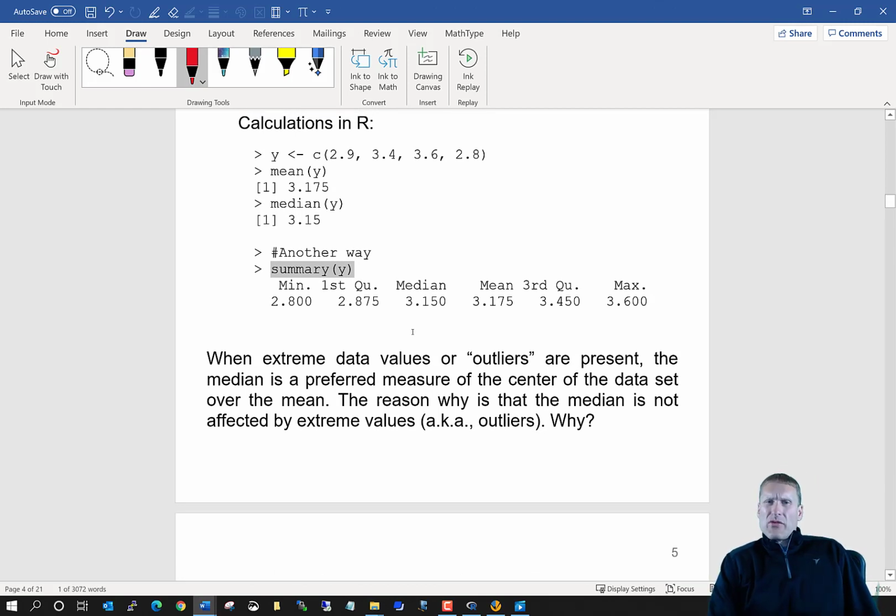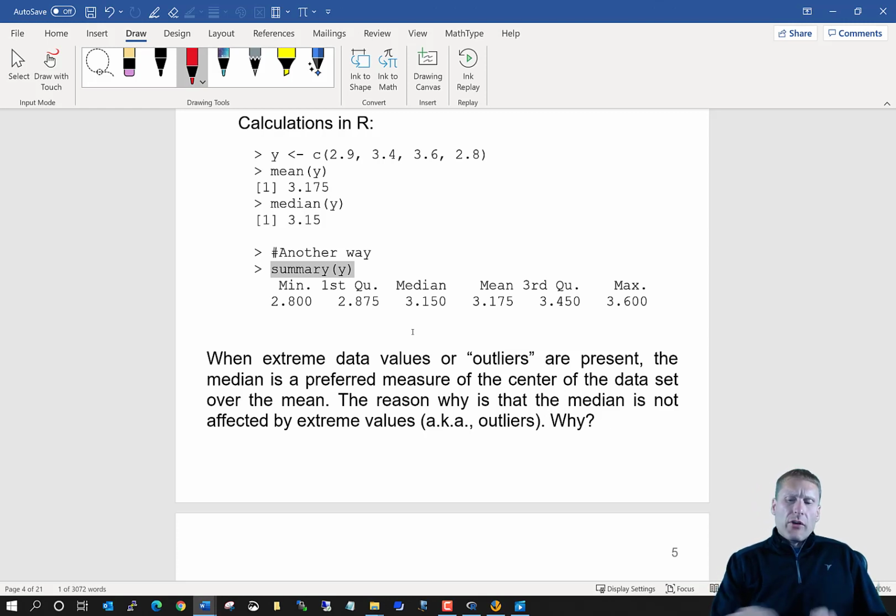Which is a better measure of centrality? Well, the median ends up being a little bit more, as we say in statistics, robust to extreme values, also known as outliers. So if you have some very large values in your sample, the median is not going to change as much as the mean would. And so to some respect, the median is actually a better estimate. In the end, though, we often work more with the mean because it has some nicer mathematical properties.